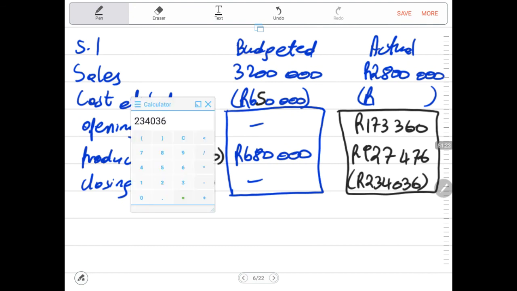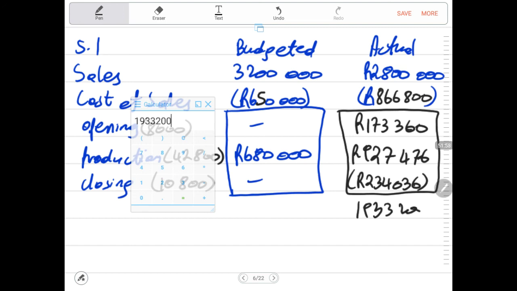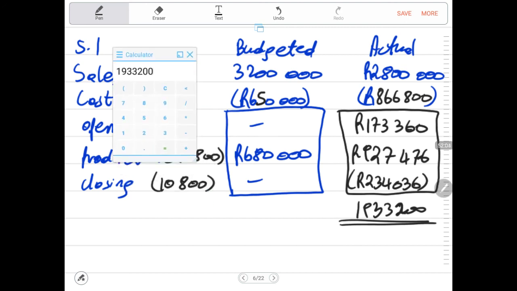So now let me go there and we'll say minus 927,476 minus 173,360. This gives us 866,800 plus 2,800,000 rands. This gives us 1,933,200, and this is the profit for the actual information.